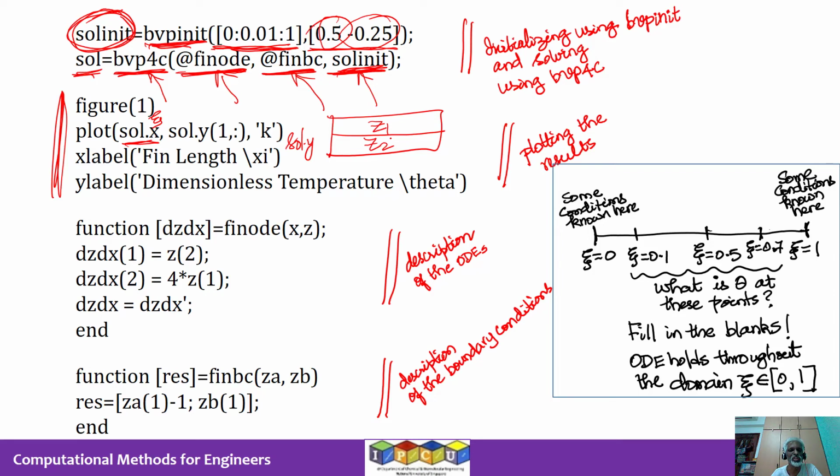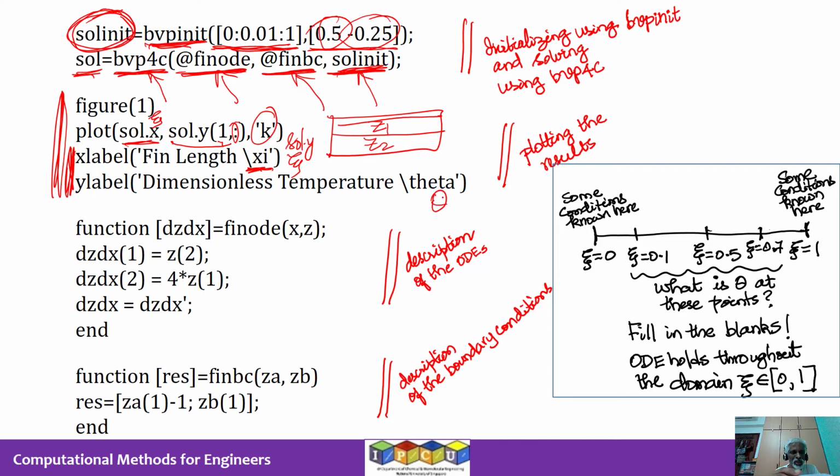I'm interested in Z1 because Z1 is equal to theta. Therefore, I'm asking it to plot sol.y, the first row and all columns in the first row. That means the entire first row, which contains Z1 values, that means theta values. I'm asking it to plot it in black color. And then I can label the x-axis and y-axis using the commands xlabel within single quotes, whatever I want to put there, and ylabel within single quotes, whatever I want to put there. If you want to show Greek symbols in the graph, you can put backslash psi to print psi. If you want to print theta, you say backslash theta, and it will show theta on the graph.